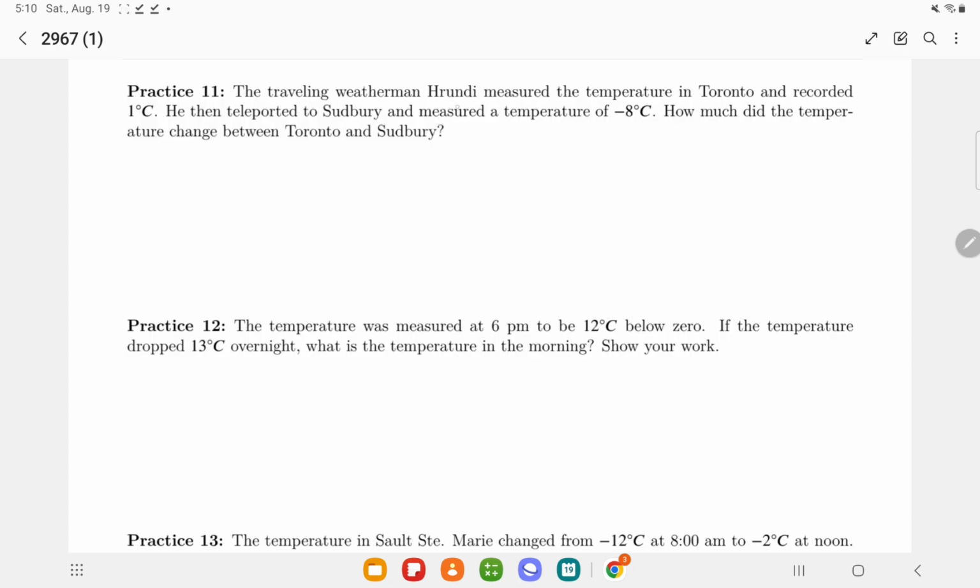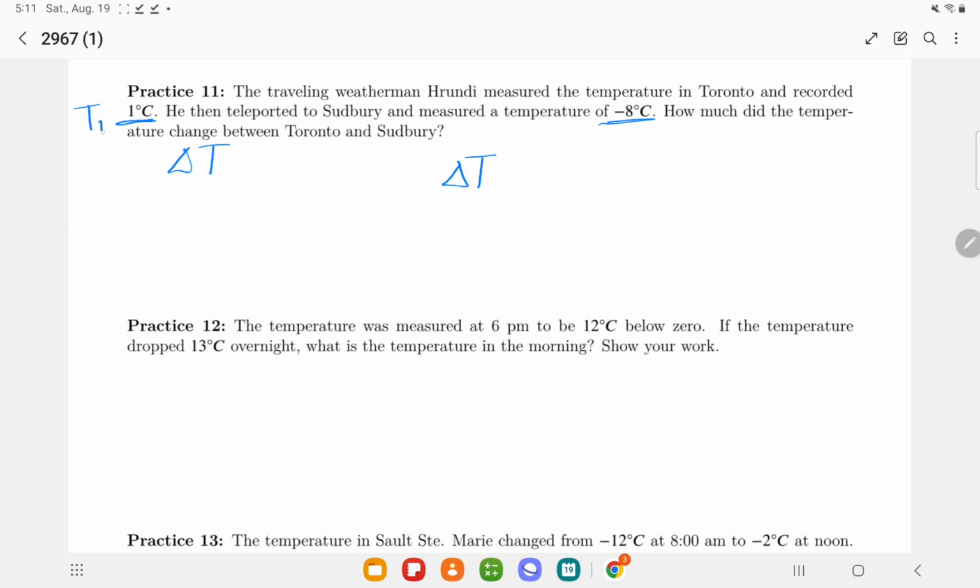The traveling weatherman Hundi measured the temperature in Toronto and recorded 1 degree Celsius. He then teleported to Sudbury and measured temperature of -8 degrees Celsius. How much did the temperature change between Toronto and Sudbury? So we're looking for change.